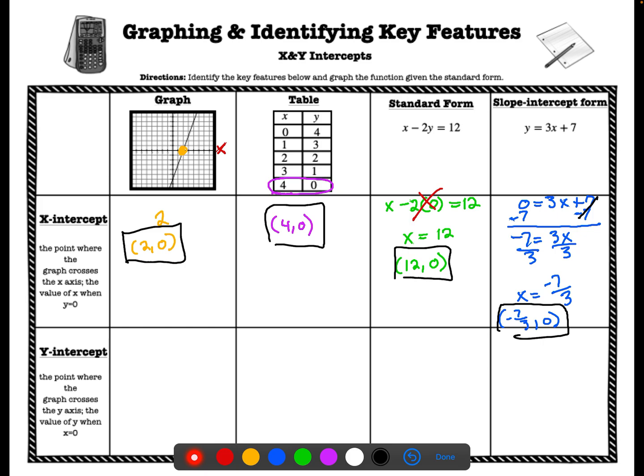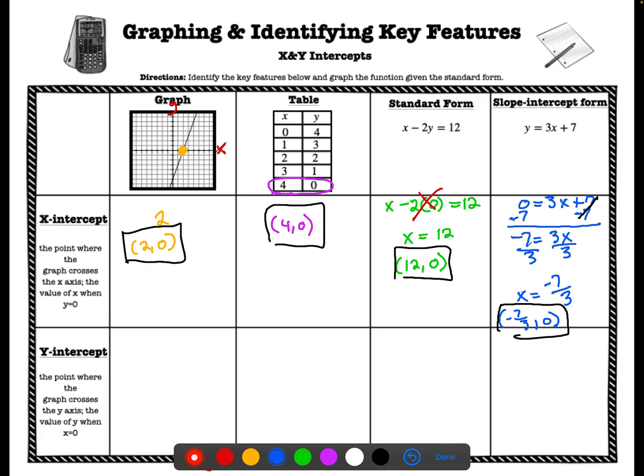Now let's talk about the y-intercept, which means the point on the graph where it crosses the y-axis. Remember, the y-axis is up here. That's our y. So we're looking along here to determine where the graph crosses the y-axis, or we say the value of y when x is 0. We'll use this definition for the table, standard form, and slope-intercept form. But for now, let's look along the graph. At what point does the graph cross this y-axis?